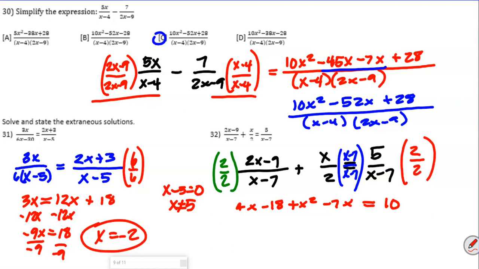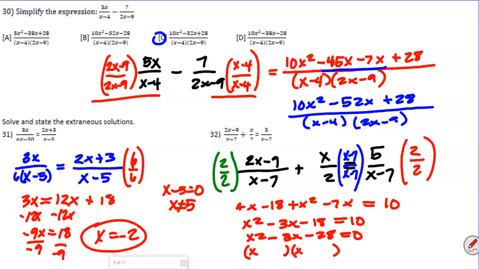Okay, so we're going to combine our like terms and put this in descending order. So this can be x squared minus 3x minus 18 equals 10. So now we're going to subtract the 10 from both sides. So that's going to give us x squared minus 3x minus 28 equals 0. So now we have to factor this.